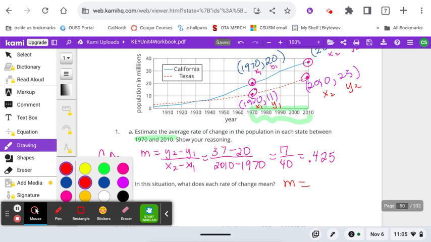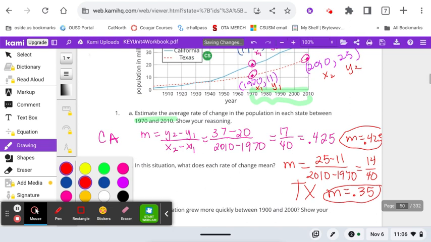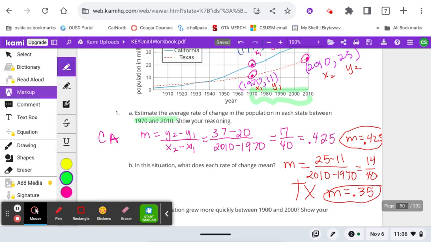So here I go. I'm going to go 25 minus 11. And hey, the denominator is going to be the same, 2010. We're still looking at the same interval. So this is going to be 14 over 40. Let's divide and see if that's bigger. Notice it's still a positive increase in population, like a positive slope of the graph. So for California, I got 0.425. And for Texas, I got 0.35. Which one's increasing faster? Well, welcome to the real world. It is California.